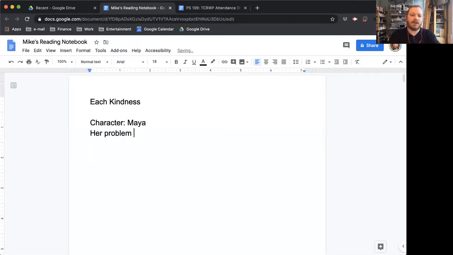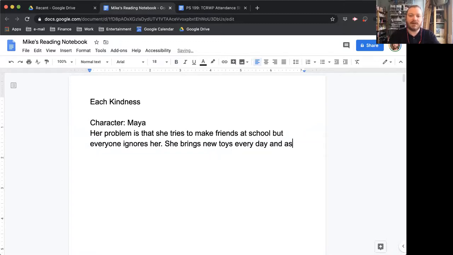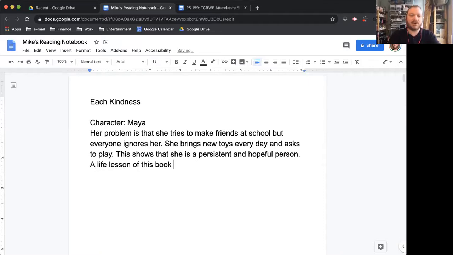Her problem is that she tries to make friends at school, but everyone ignores her. She brings new toys every day and asks to play. This shows that she is a persistent and hopeful person. A life lesson of this book could be to never give up or to remain hopeful in hard times, right?